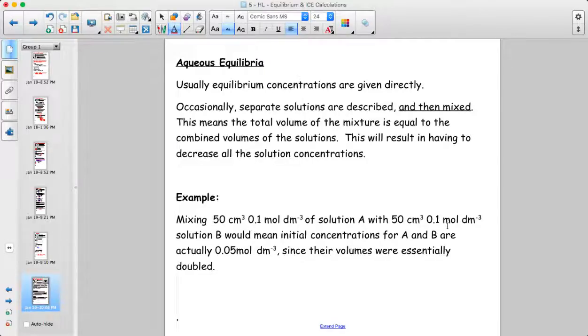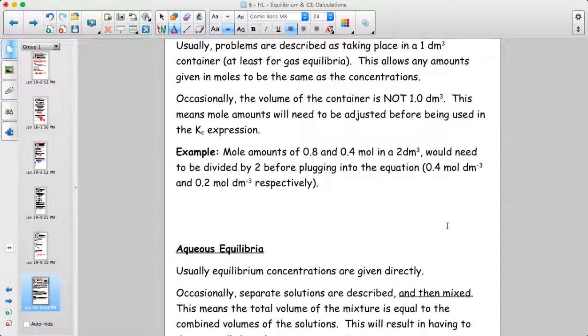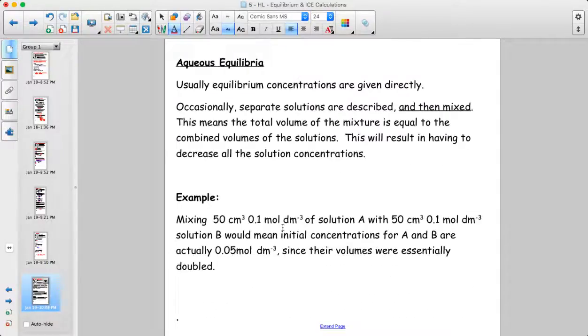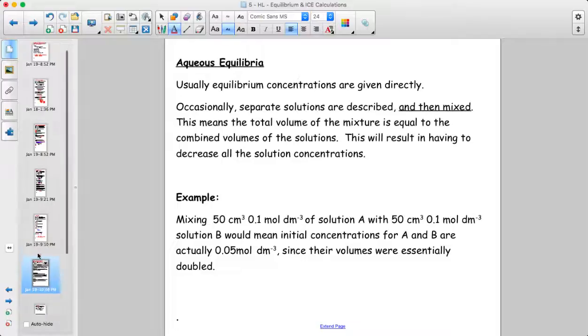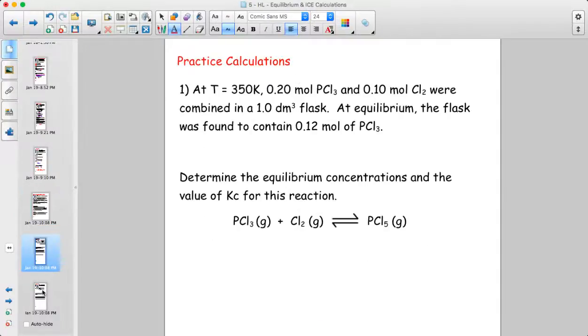So again, I stress these little tricks are not very common. It's not really the major thing to worry about, but it's about reading questions carefully and showing that you truly understand that concentration is moles per dm cubed. And so depending on the volume of the container or the total volume of the solution when you mix things, that does, according to the math, change the initial concentration. Otherwise, that's the end of the equilibrium topic, doing these ICE diagrams and ICE calculations. And there's some more practice for us in class.